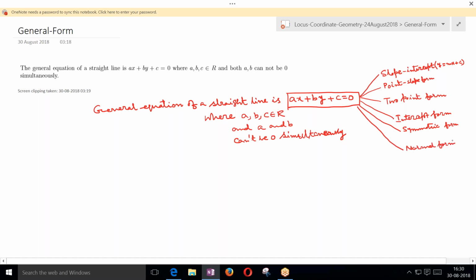And how can you make all these? Just by going through the algebra of all these equations, meaning slope intercept, point slope form, two-point form, intercept form, symmetric form, normal form, and molding the general equation ax plus by plus c equal to 0 accordingly, you will get this form. As we can derive any of these forms from the equation ax plus by plus c equal to 0, hence it is known as the general form of the equation.